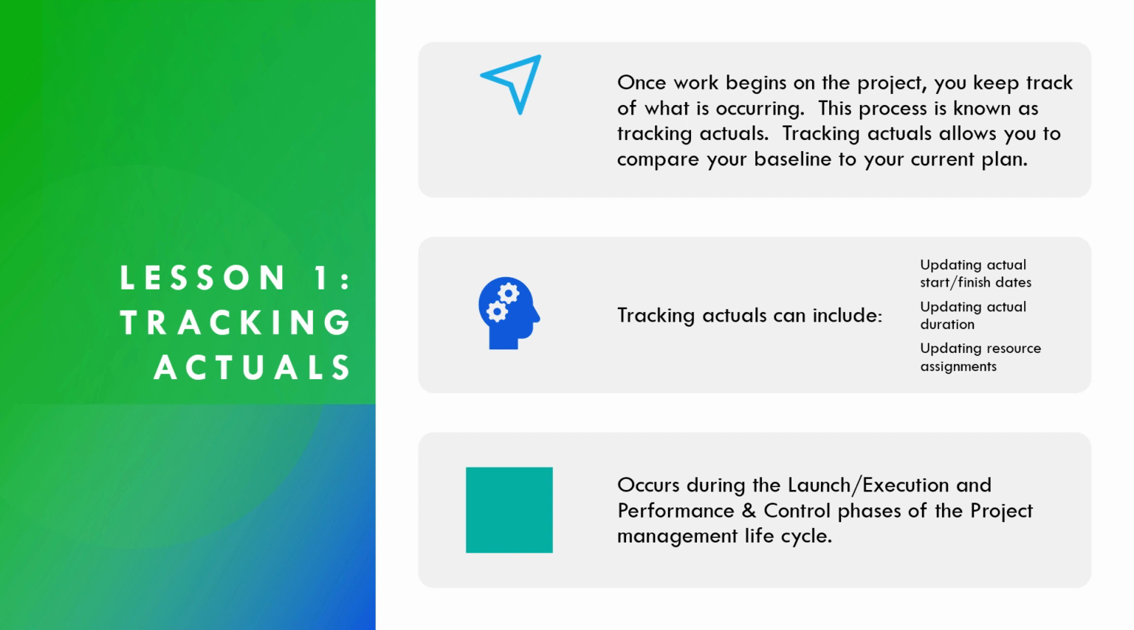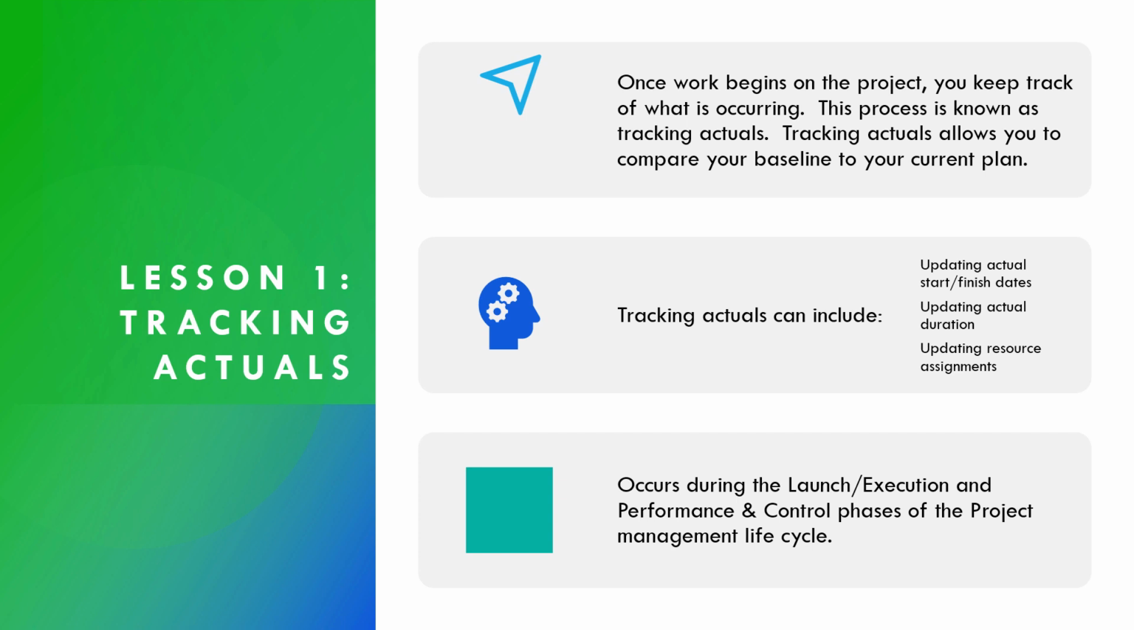Once work begins on your project, you keep track of what is occurring, and that is what is known as tracking actuals. It allows you to compare your baseline to your current plan. At any point in the project, you can even go back and see how you were doing as of a particular status state. Tracking actuals can include updating actual start and finish dates, as well as durations and resource assignments.